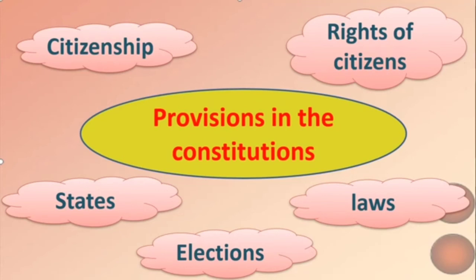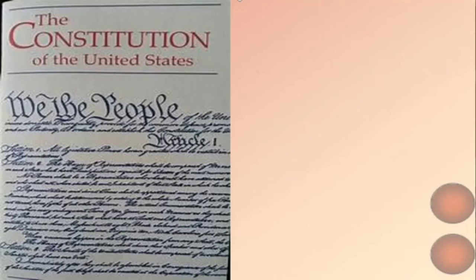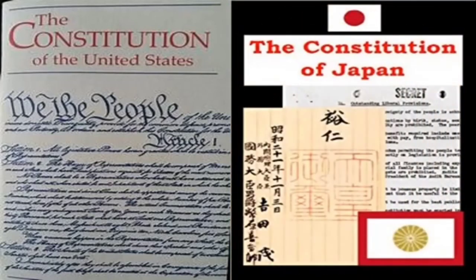These are called the provisions in the constitution. Now children, is it so that only in India we have this kind of a constitution? It is not so. Constitutions are adopted by almost all countries around the world. So see, this is a copy of the Constitution of the United States, or America as we call it. This is a copy of the Constitution of Japan. Now children, there is a lot of difference between the Constitution of India and the Constitution of the United States or Japan.